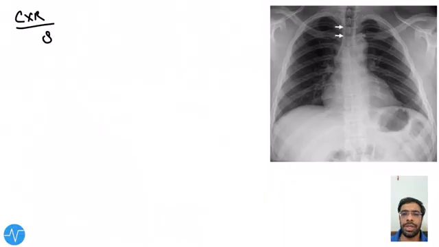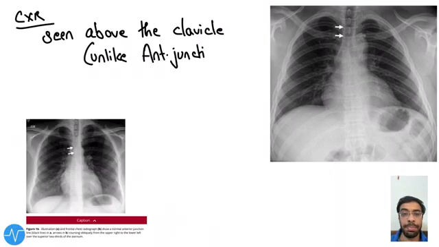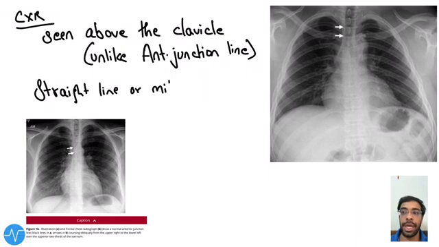It will be seen on chest X-ray. It is seen above the clavicle. Remember, the anterior junction line was below the clavicle. In the diagram also the double arrow mark is showing the posterior junction line. It will be either a straight line or mildly convex.